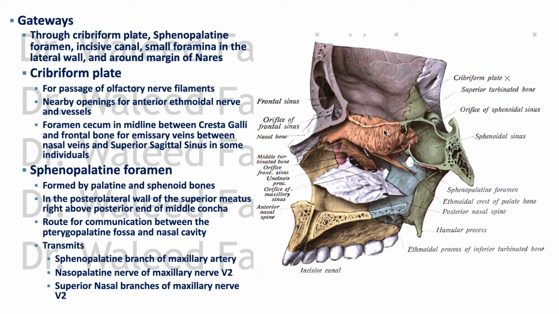What else? See that? This is the middle concha. Right at the top, or superior to the posterior end of the middle concha. Remember, superior to the posterior end of the middle concha means that it's in the posterolateral wall of the superior meatus, right?